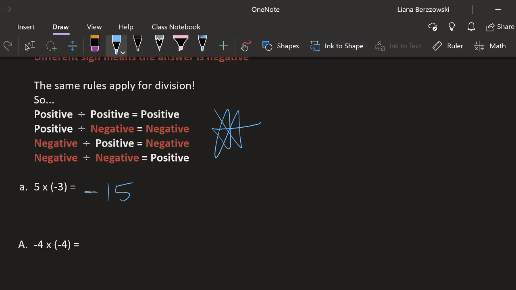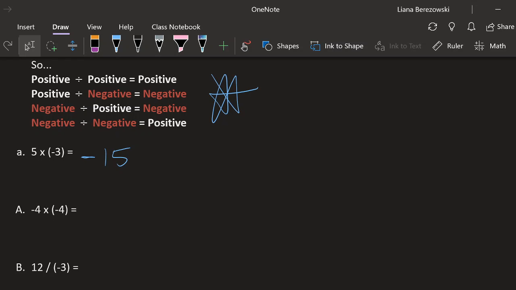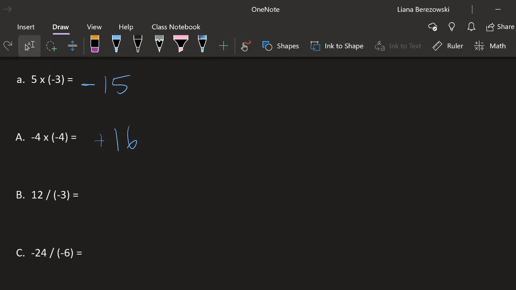Next problem, you have one of those double negatives, so two negative numbers, negative 4 times negative 4. Just looking at values, 4 times 4 is 16, but since they're both negative numbers, it's going to be a positive 16. Anytime you have two numbers that are both positive or both negative, your answer is going to be positive. I guess we'll do these other ones because they're division.